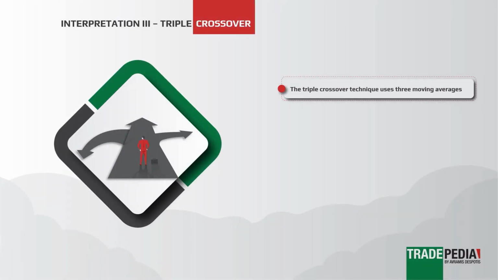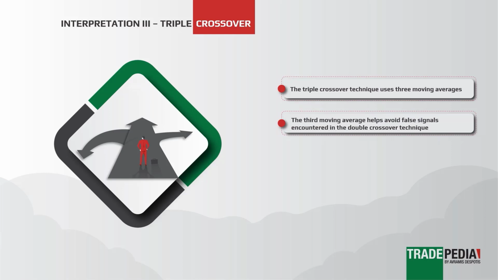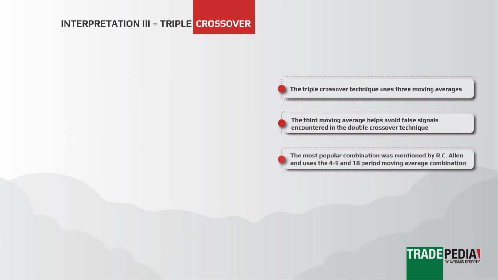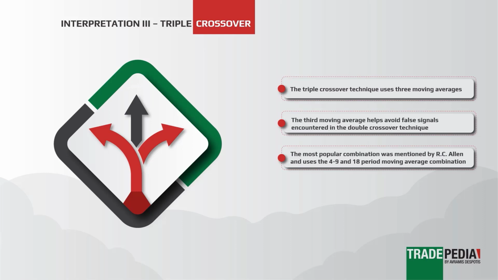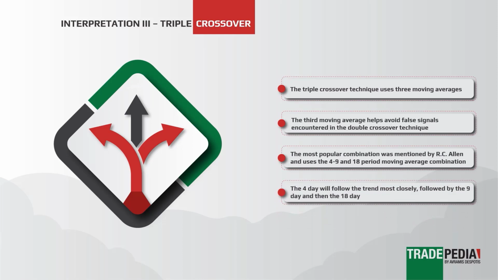Another way of interpreting moving averages is through the triple crossover technique, which uses 3 moving averages. The third moving average helps avoid false signals encountered in a double crossover technique. The most popular combination was mentioned by R.C. Allen and uses the 4, 9, and 18 period moving averages. Some traders might adjust it to a 5, 10, and 20 combination. The 4-day will follow the trend most closely, followed by the 9-day and then the 18-day.